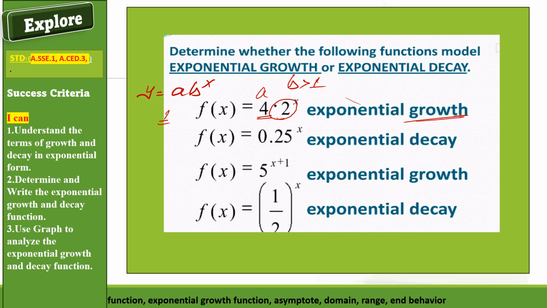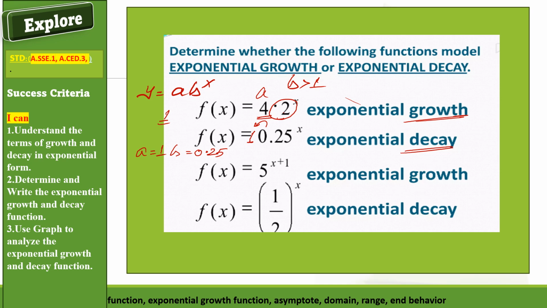Now here 0.25. Before 0.25 there is no number, which means there is 1. So what is your a value? The a value over here is 1, whereas the b value is 0.25, which is less than 1 and greater than 0. So here it shows exponential decay.